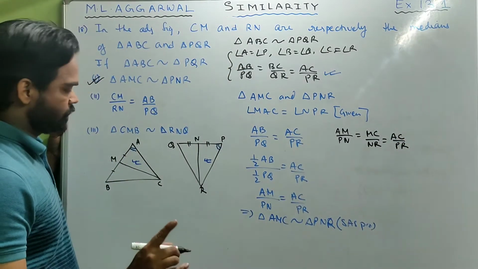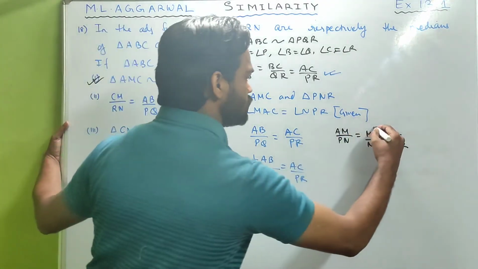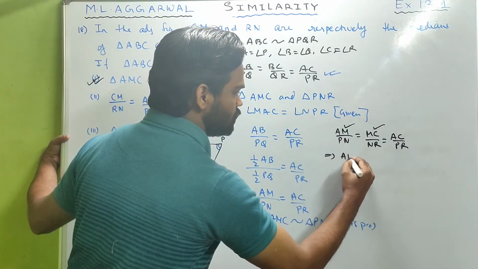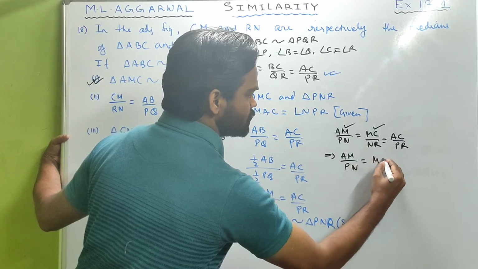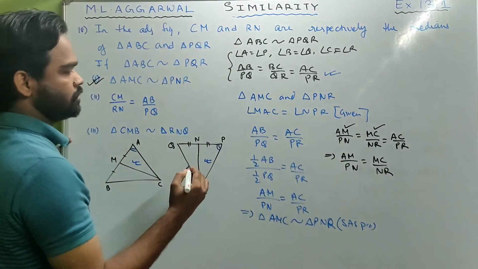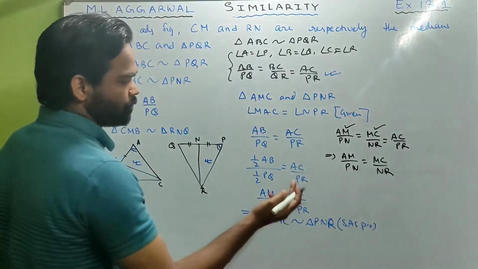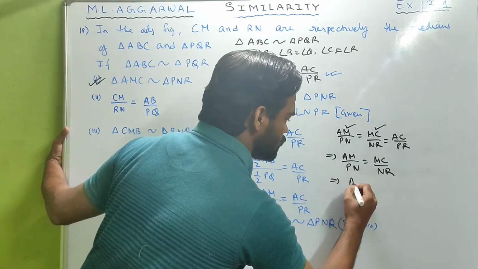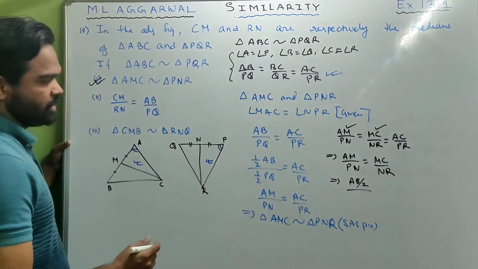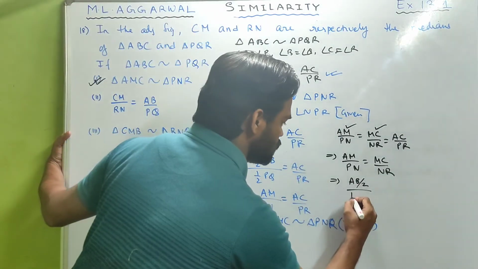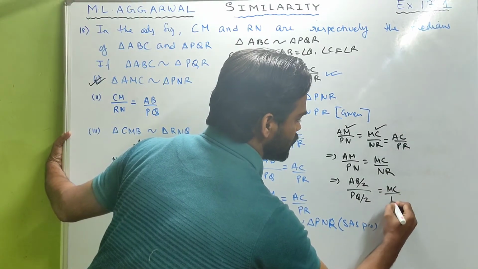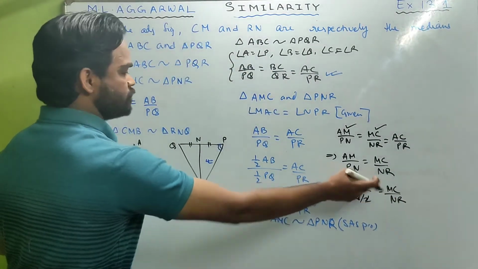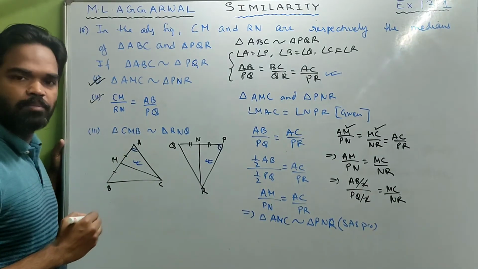I can write like this. Now look carefully. I'll take this one and this one, which means AM by PM equals MC by NR. Now instead of AM, I can write AB by 2, no doubt in that, and instead of PN, I can write PQ by 2. This is equal to MC by NR. The 2 cancels out, which means AB by PQ equals MC by NR. That was the second part.